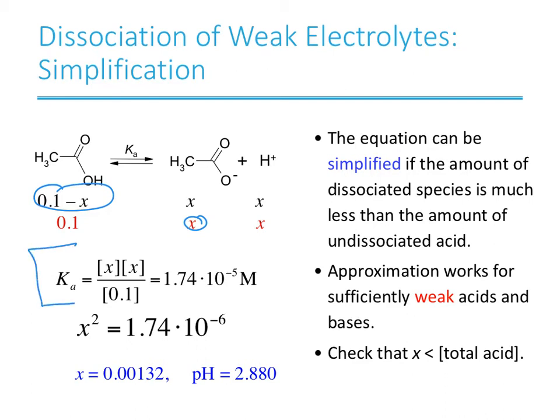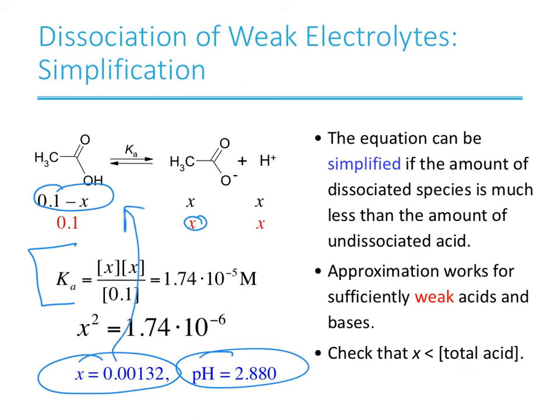Now we can use this Ka expression again, but instead of going through the quadratic, we just say x squared equals 1.74 times 10 to the minus 6. Take the square root of that. We get this value for x and this pH, which is almost identical to the one we got on the previous slide using the quadratic equation. This approximation works for sufficiently weak acids and bases, and you can double check when you get your final answer that the X value is indeed a lot smaller than the starting value, and feel confident that your simplification worked fine.